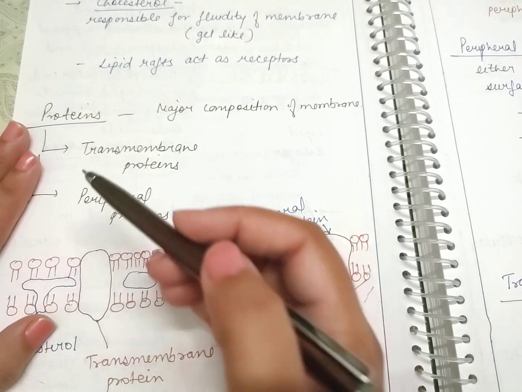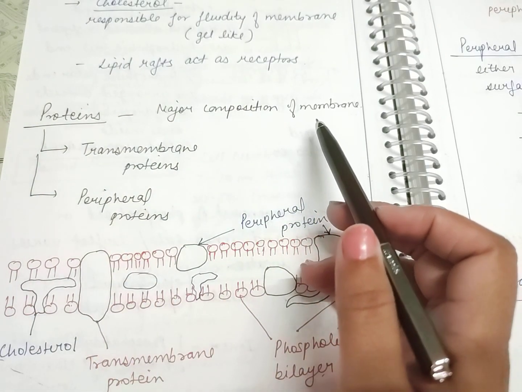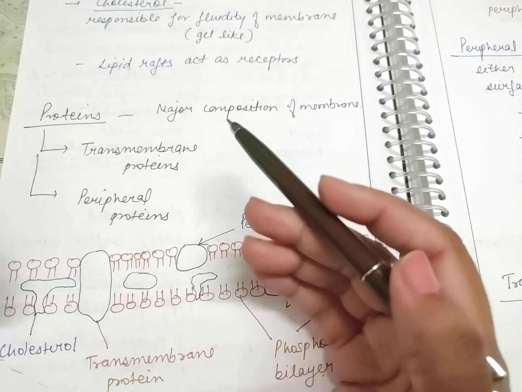Now let's come to proteins. Proteins are the major component, and obviously the percentage is highest. Proteins can be of two types.